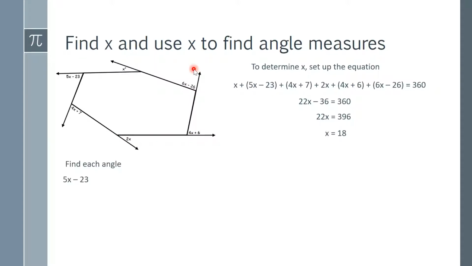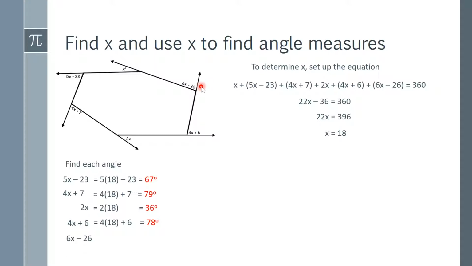So now we're going to find the other angles. Start off with 5x minus 23. If we substitute 18 for x, 5 times 18 minus 23 is 67 degrees. Same thing for 4x plus 7. Substitute 18 for x. 4 times 18 plus 7 is 79. Moving all around, 2x: 2 times 18 is 36. So that angle is 36 degrees. Moving on around to the next one, 4x plus 6. We substitute 4 times 18 plus 6, which gives us 78. And then finally, we've got this angle, 6x minus 26. 6 times 18 minus 26 is 82.